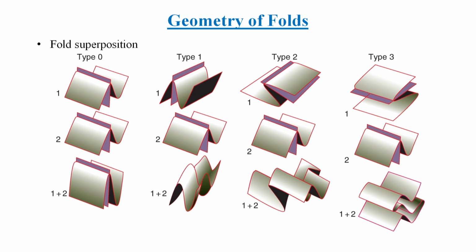If there are two or even more generations of folds in a region, then superposition of folds might take place, resulting in complex geometries like this. This one is simply a dome and basin kind of structure. This one is a crescent shape kind of fold. This one is a hook shape kind of fold. So these are much more complex fold structures, and that requires an advanced level of understanding.